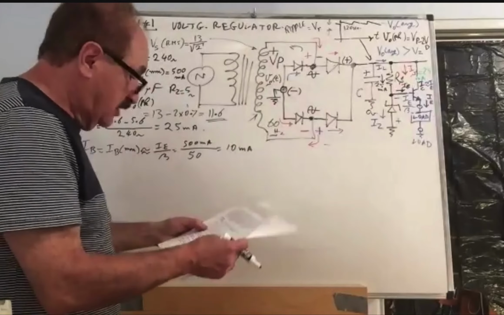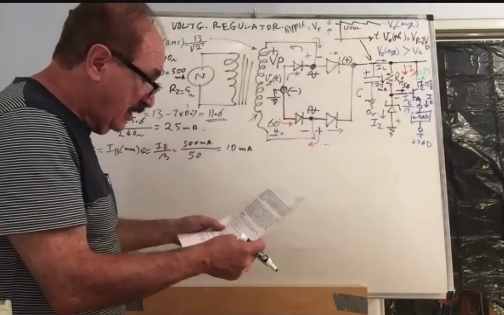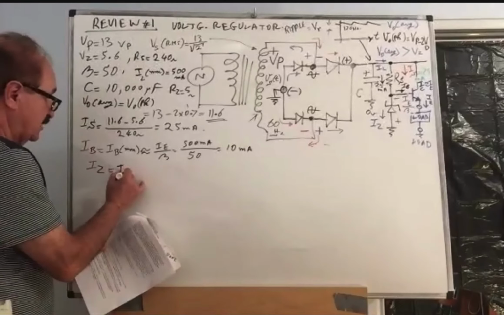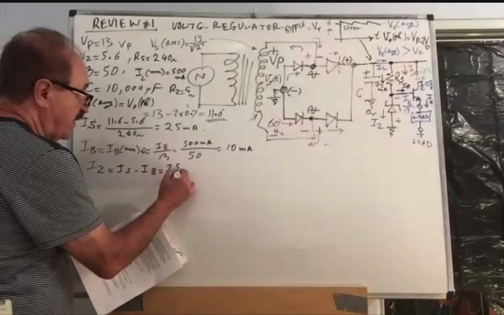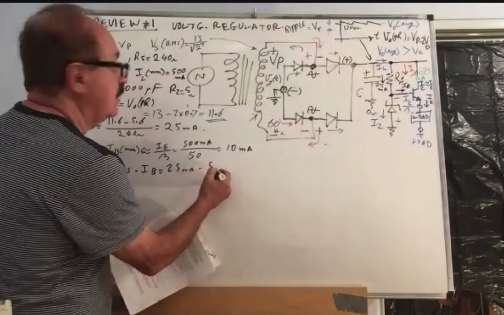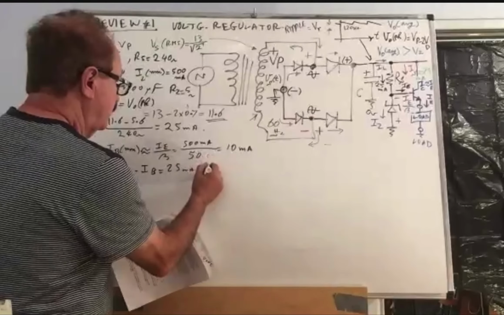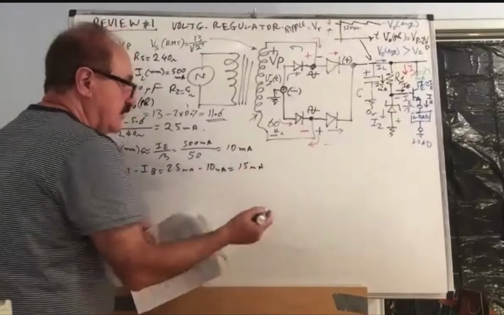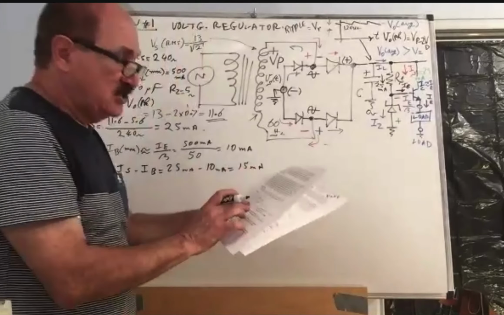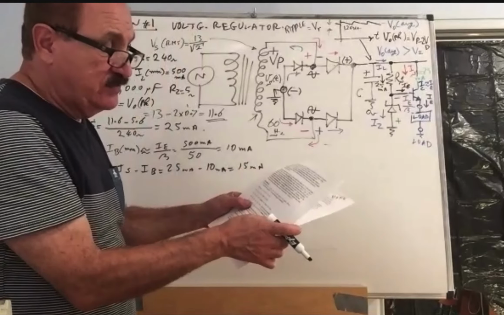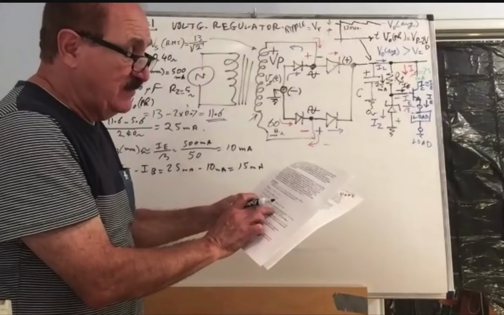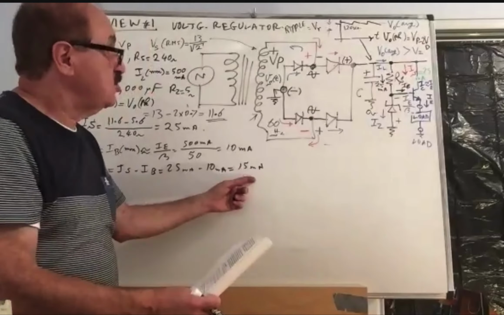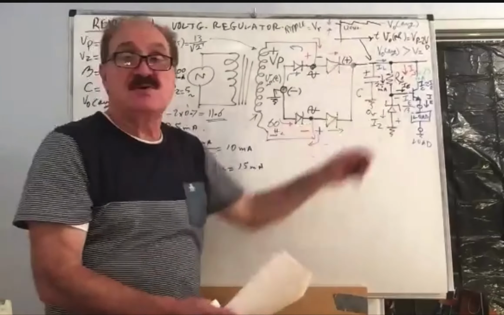So we got IB equal to 10 milliamp. Therefore, IZ is equal to IS minus IB. So 25 milliamp minus 10 milliamp, excuse me, and this is equal to 15 milliamp. Notice if the load was disconnected, then IE would be 0, IB would be 0, and IZ would be 25 milliamp instead of 15 milliamp. So that means 15 milliamp in the Zener, your Zener is regulated.